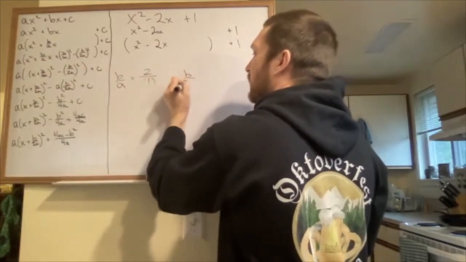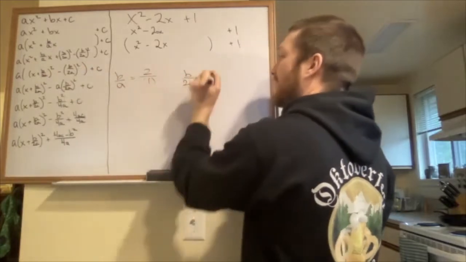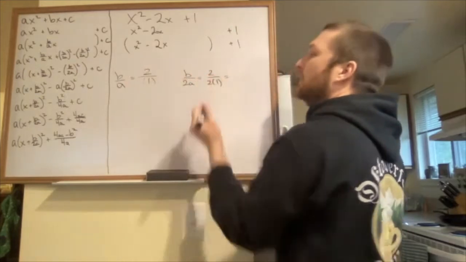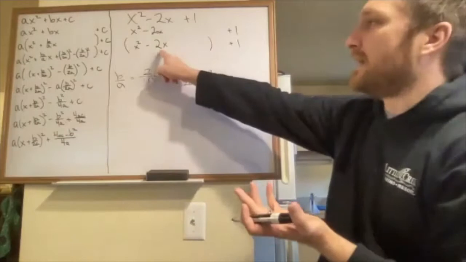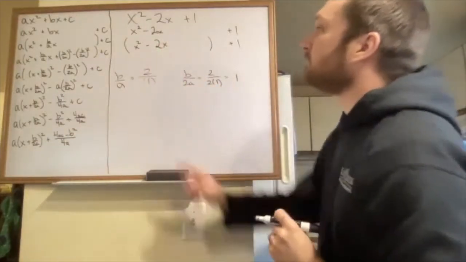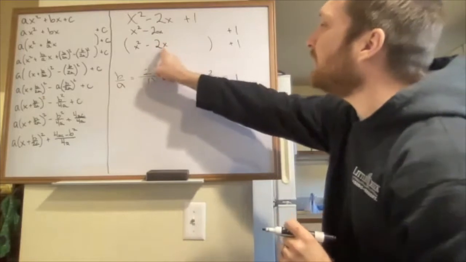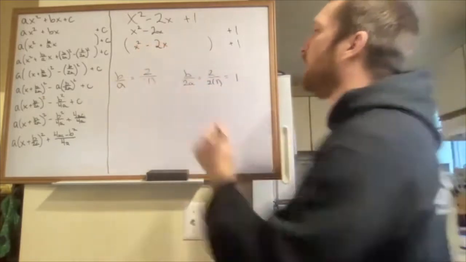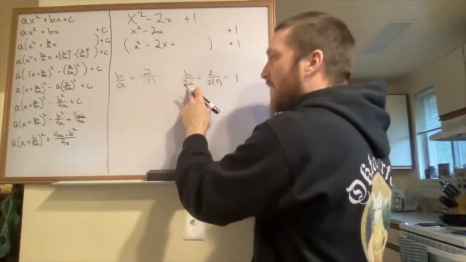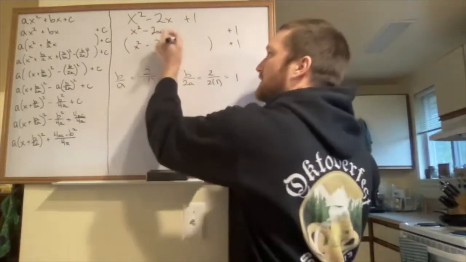In other words, b over 2a would be, in this case, 2 over 2 times 1. Yes, we're just taking half of 2. That is just 1. And so to complete this, to make this a perfect square, we need to add on b over 2a, in other words, half of that squared.